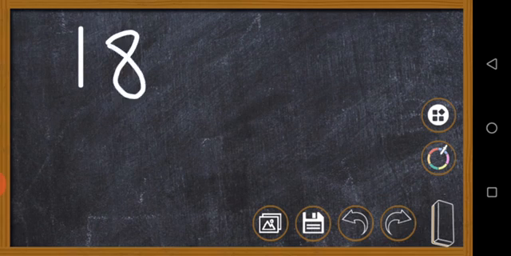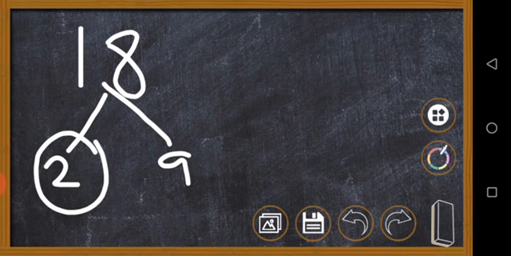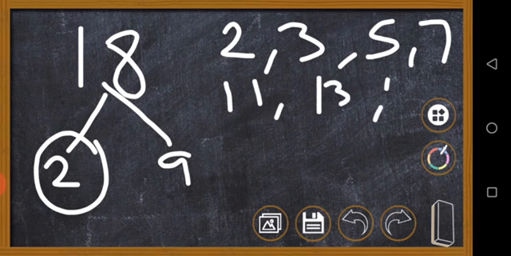Now, for the tree method, like I said, you look for two numbers that you can multiply that can give you the number. So we know that 2 times 9 will give us 18. Beautiful. Now, among 2 and 9, which is a prime number? Yes, 2 is a prime number. Remember we said in our previous class that prime numbers include 2, 3, 5, 7, 11, 13, 17, 19, and so on. Is that clear? Beautiful. Now let's proceed further.